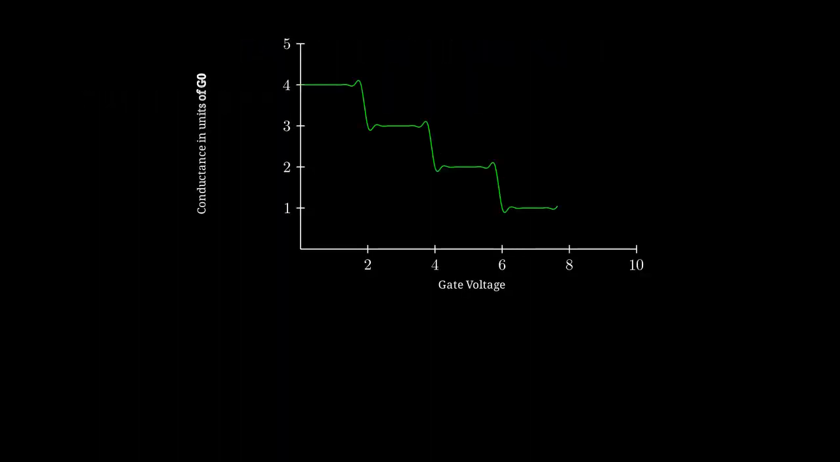This plot shows conductance quantization. As you change the gate voltage to narrow the constriction, conductance drops in discrete steps. Each step corresponds to closing one conducting mode. When m equals 4, conductance is 4 G sub 0. When m equals 3, conductance drops to 3 G sub 0, and so on.